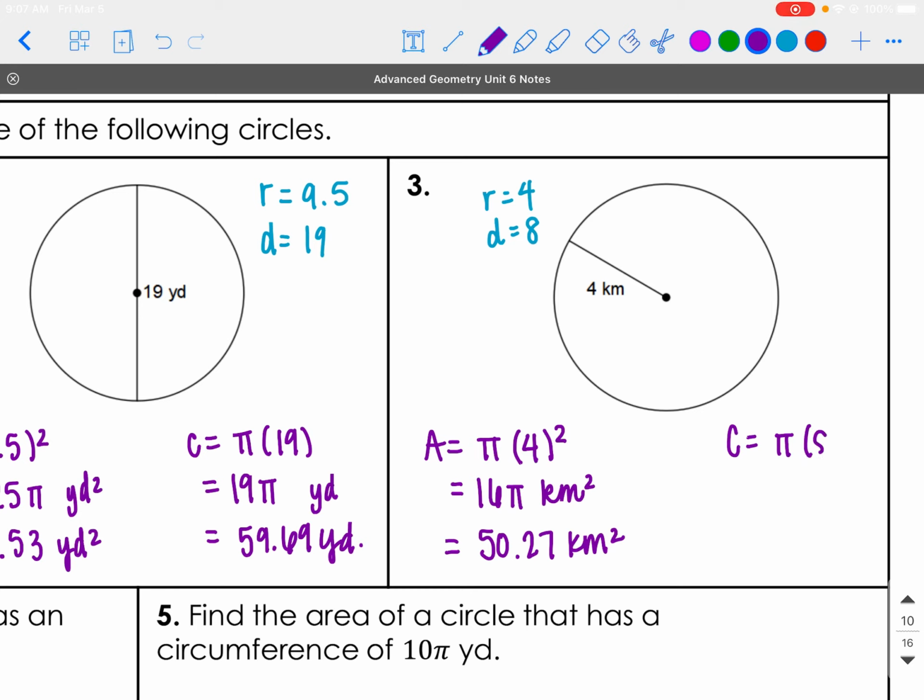Circumference is pi times diameter. That's just 8 pi kilometers. And 8 pi rounds to 225.13 kilometers.